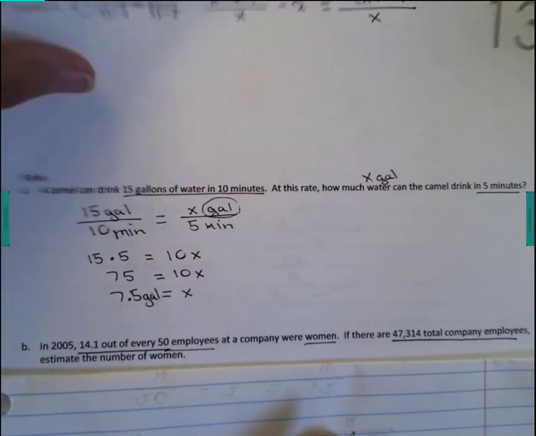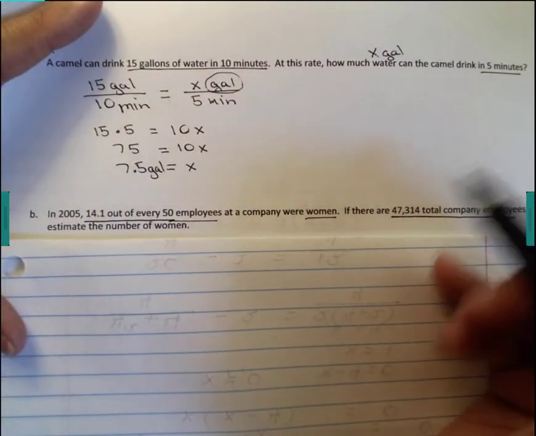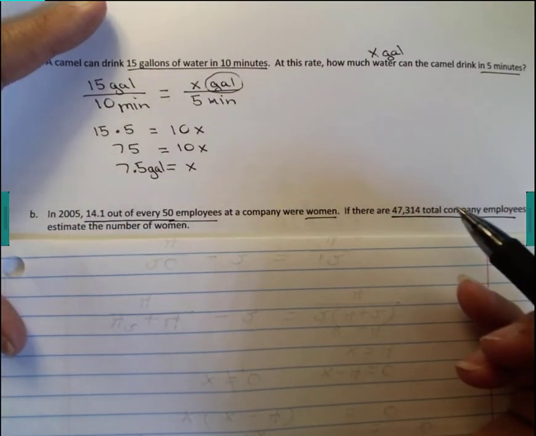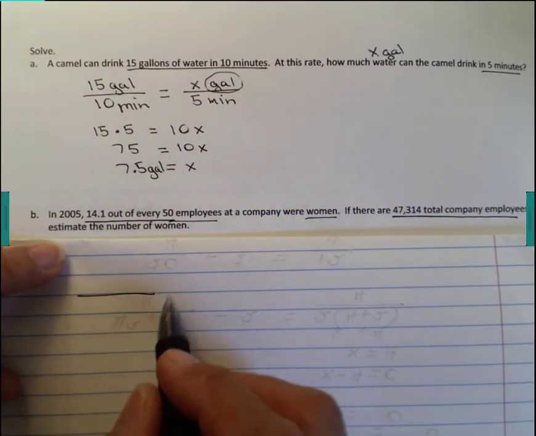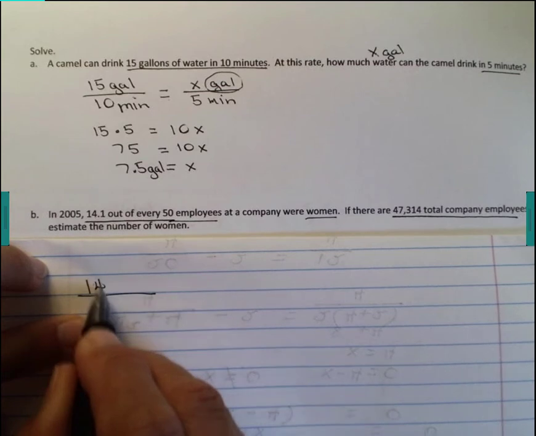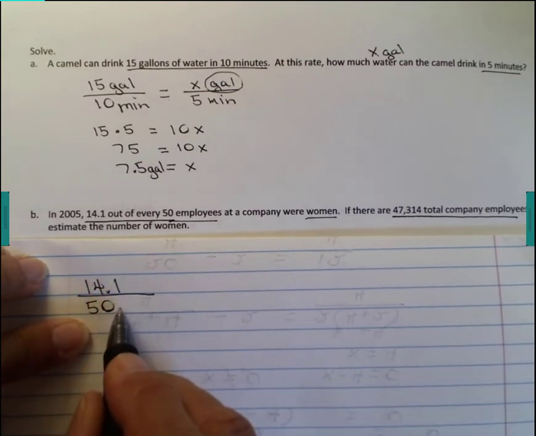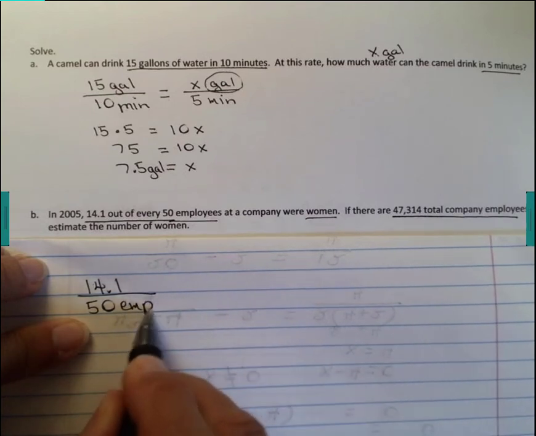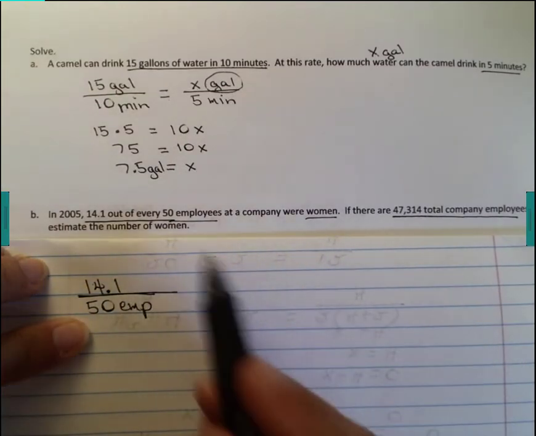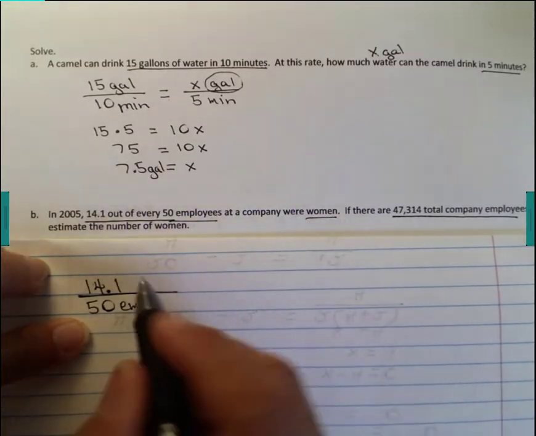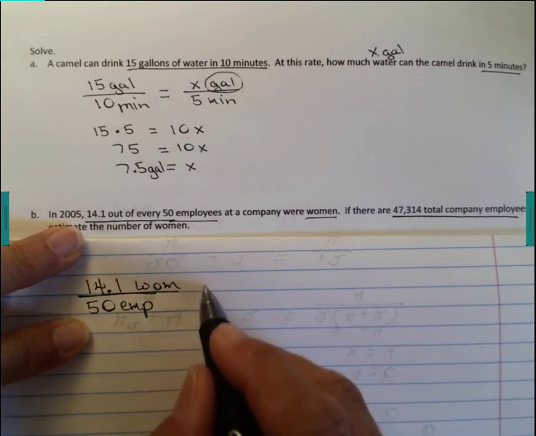This one tells us that there were 14.1 out of every 50 employees at a company were women. Well, I know the numbers. They wrote it a little strangely for me, but I'm going to go ahead and write the numbers down. I got 14.1 out of every 50. And I know that the 50 is employees, right? What's the 14.1? 14.1 out of every 50 were women, right? These are women. 14.1 women for every 50 employees.